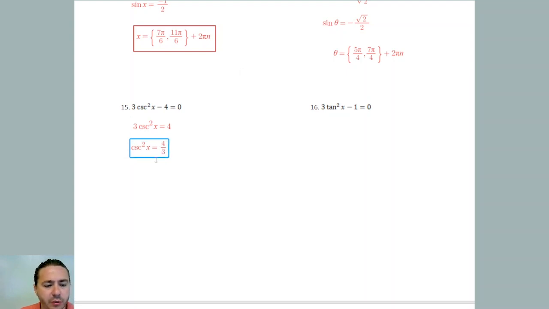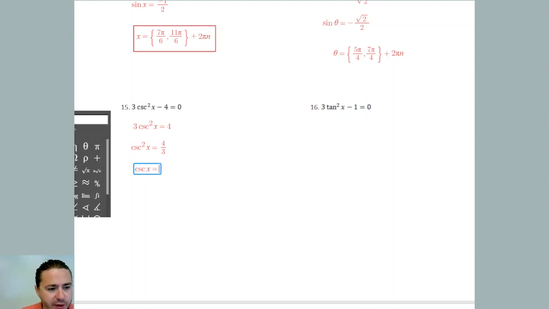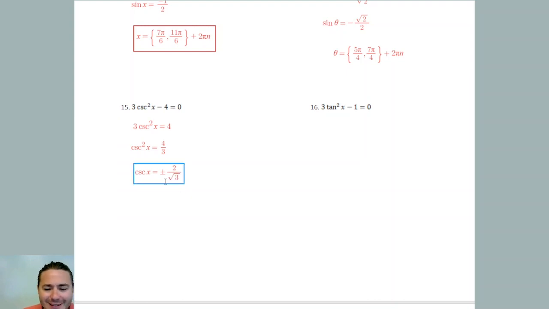And now we're going to take the square root of both sides. So we get cosecant of x equals plus or minus. Can't forget that plus or minus. The square root of 4 is 2, and the square root of 3 is root 3. Now don't bother trying to rationalize this yet, because we are going to reciprocate both sides anyway, and it's going to take care of that problem.